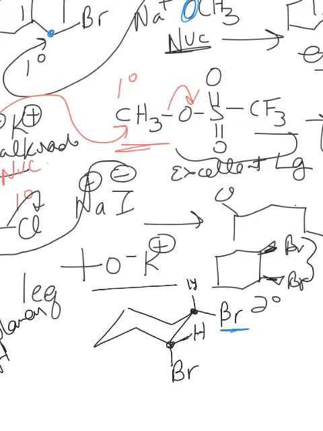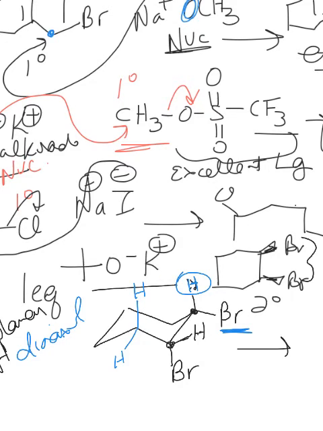This bromine's not going to be your leaving group because it's not in the axial. So it has to be the diaxial. So you've got to draw this in the diaxial. So this proton can be taken, or this proton can be taken.